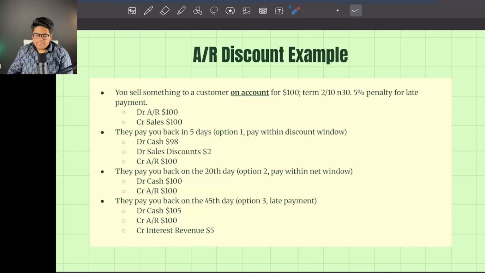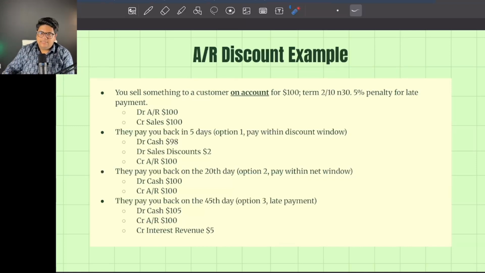Lastly, let's say they pay you back on the 45th day. This is way outside of that net 30 window. They pay you back after the acceptable period, so you charge a 5% penalty. What this does is your accounts receivable, like all the other ones, you settled your accounts receivable. You got what you set out to receive. So your accounts receivable is just $100. That's taken care of. But again, visualize this. You tell someone, hey, you have to pay me back within 30 days, otherwise I'm going to charge you 5% more.